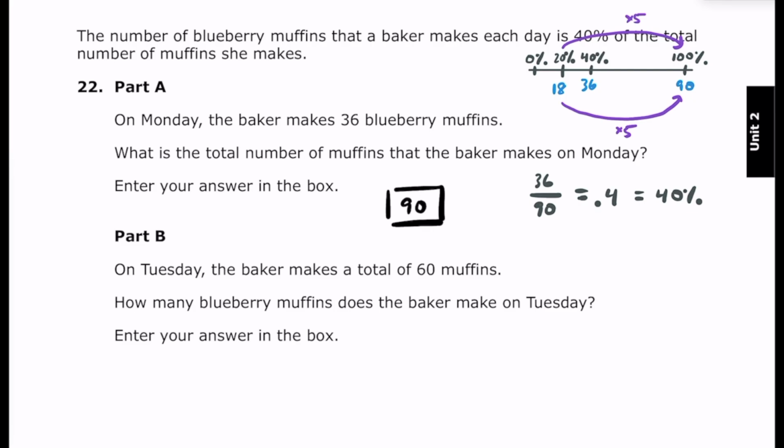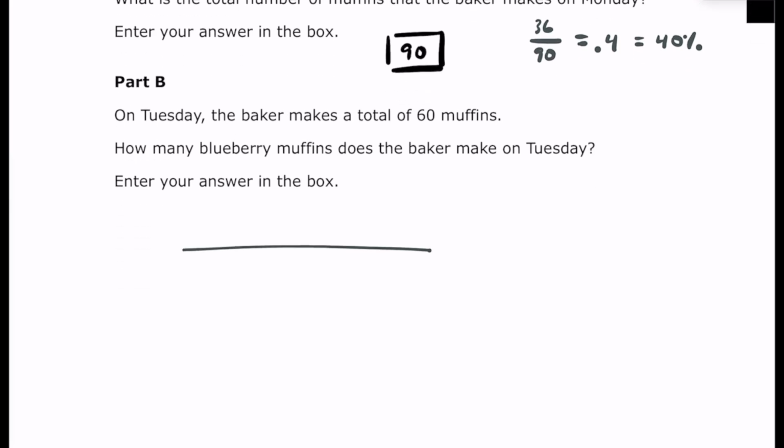It says on Tuesday, the baker makes a total of 60 muffins. How many would be blueberry? Well, I'm going to draw another double number line here. Again, here's 0%, and here would be 100%. But this time we don't know the number of blueberry ones. We just know the total. The total muffins is going to be 60. But think back, it's the same context here. They want to know how many would be blueberry now.